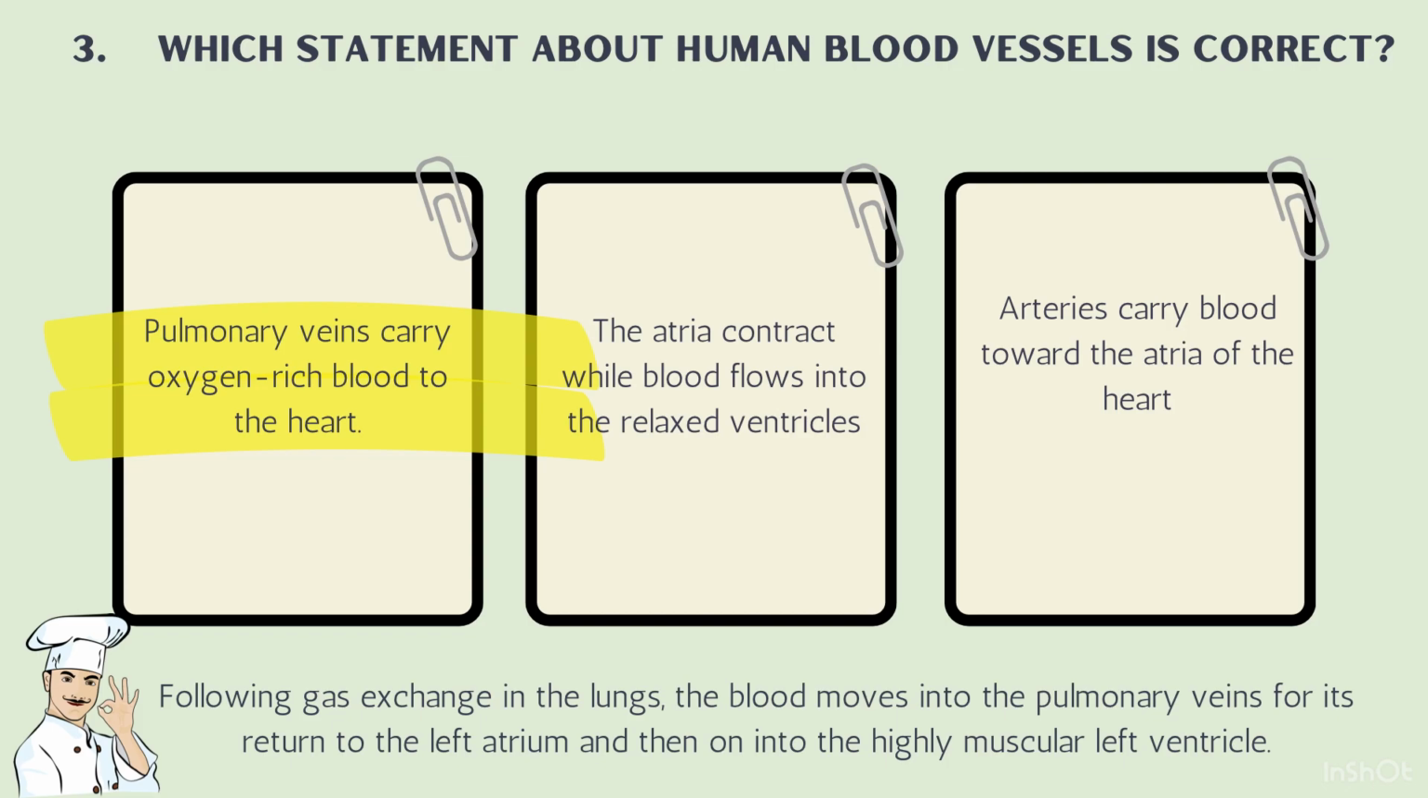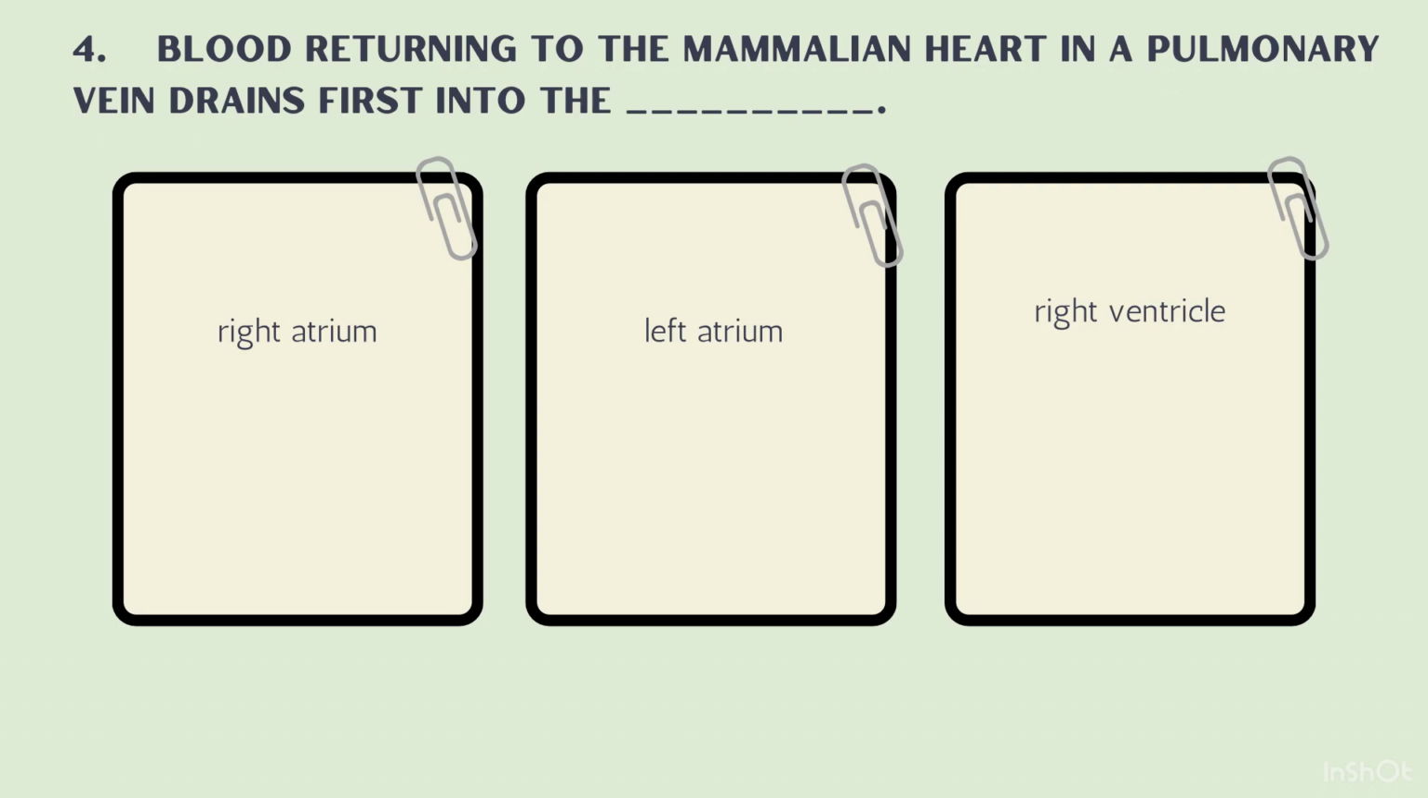Alright, let's look at number 4. Blood returning to a mammalian heart in a pulmonary vein drains first into the, it's going to be left atrium. That's the correct answer for this problem. Alright, on to number 5.